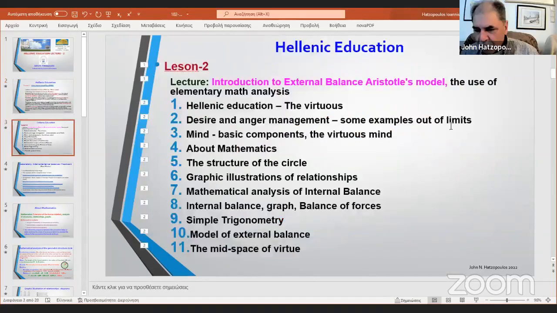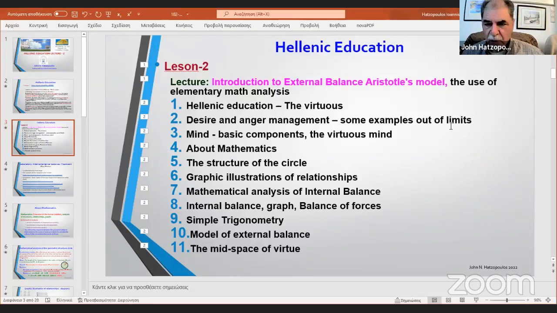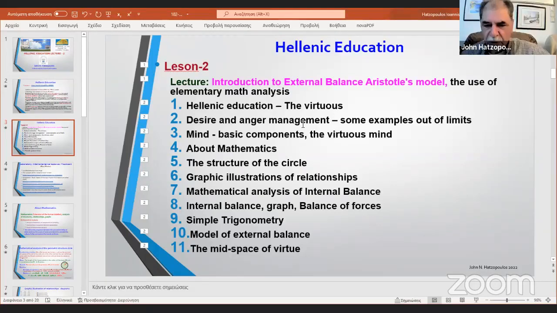In today's second lesson, we are going to cover both in the lecture internal and external balance. At the end, we talk a little bit more about Aristotle's model. The topics we are going to cover are listed here. You can see the transparency, all right, with the 11 topics, do you? Yes. Okay. So, Hellenic education, desire and anger management, mind space components and virtuous mind or virtuous person.